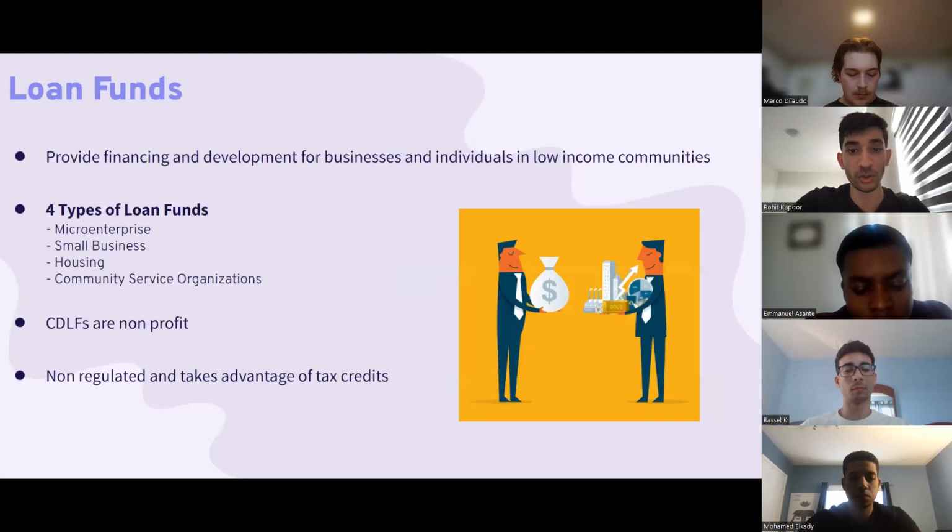Micro-enterprise loans focus on providing small loans to entrepreneurs and micro-enterprises in low-income communities, while small business loans are loans to small businesses in low-income communities, helping them access capital for growth, expansion, and working capital. Housing loan funds focus on providing loans for affordable housing initiatives in low-income communities. Community service organization loan funds provide loans to nonprofit organizations within these communities. Loan funds are often non-regulated and take advantage of tax credits to support their operations.